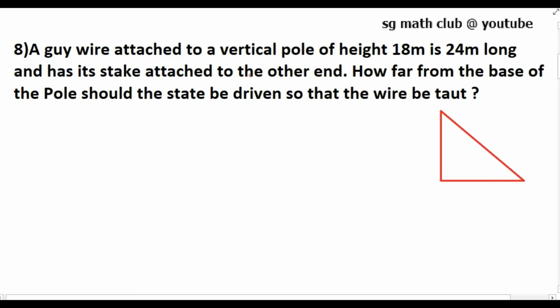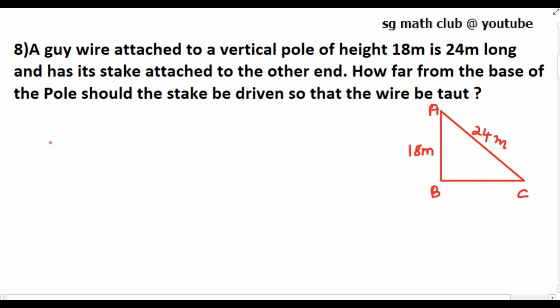So the next question, a guide wire attached to a vertical pole of height 18 meter. Let AB be the vertical pole, and the height of the vertical pole is 18 meter and the wire attached to the pole is 24 meter long. So this is the wire attached to the pole. And how far from the base of the pole should the stake be driven so that wire be taut? So we need to find the distance BC.